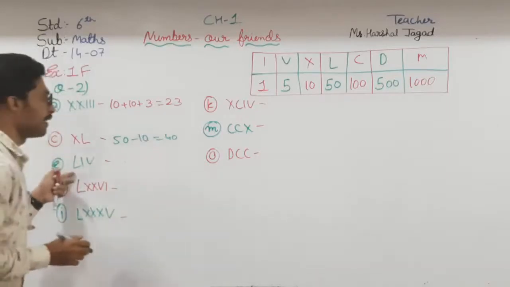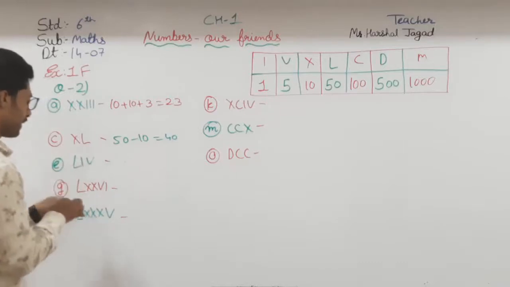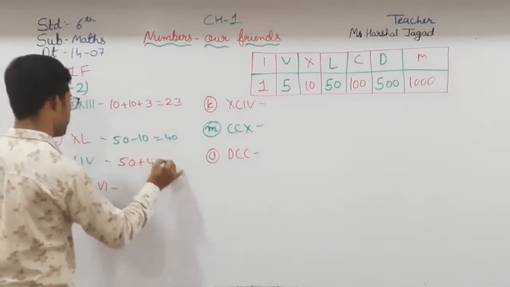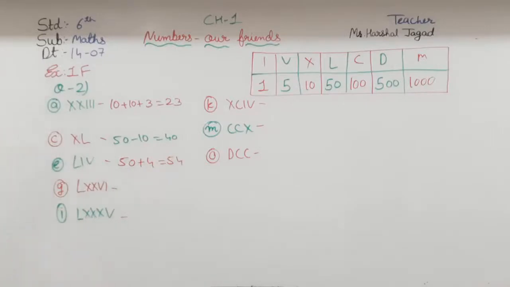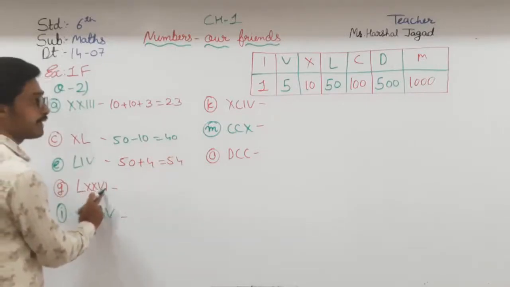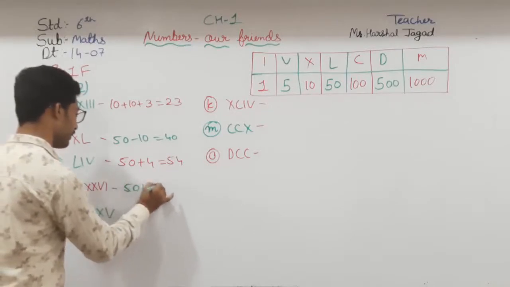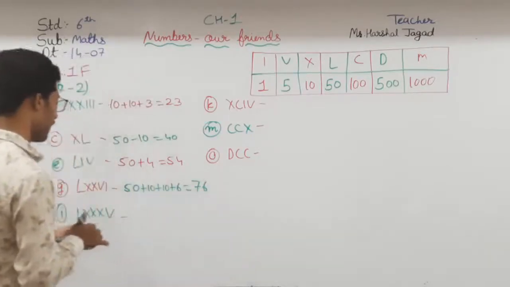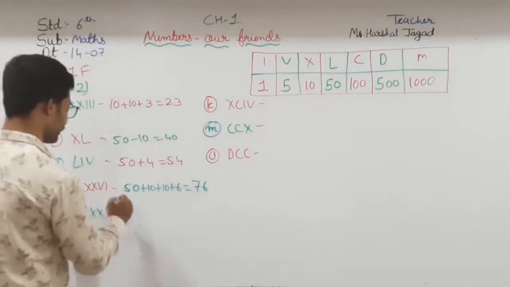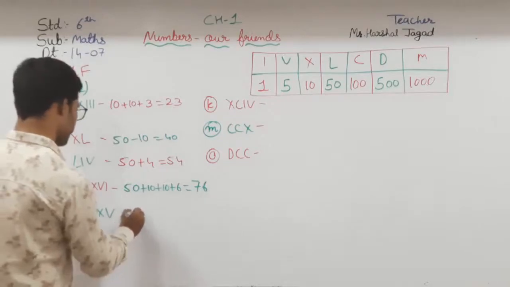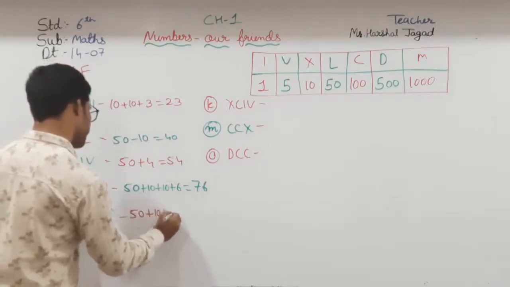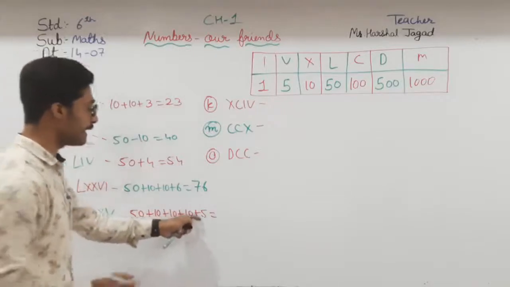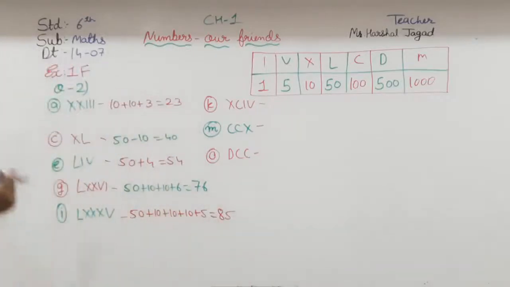Then after L, IV, here it will be L, that is 50 plus 4, that is 54. Okay, then after that, LXXVI. So 50 plus 10 plus 10 plus 6, so 50, 60, 70, 76. Then after that, 50 plus 10 plus 10 plus 10, 3 times, and plus 5, that is 60, 70, 80, 85. Okay, students, so please write down this first.